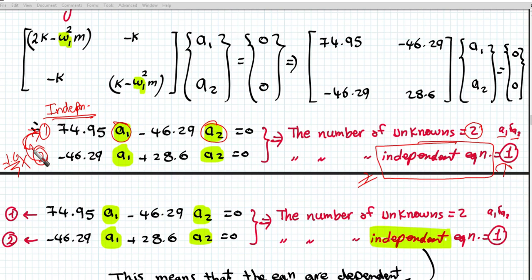So this makes a problem for us. The problem is that we cannot obtain A1 and A2 in terms of absolute values. We are going to obtain the ratio between A1 and A2. That's the maximum that we can obtain.